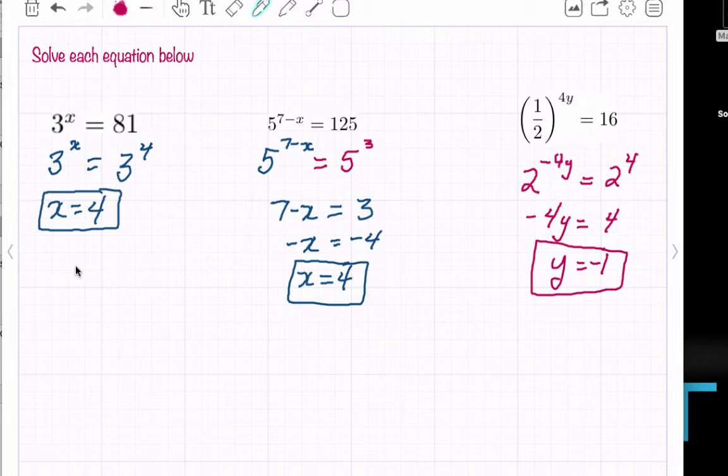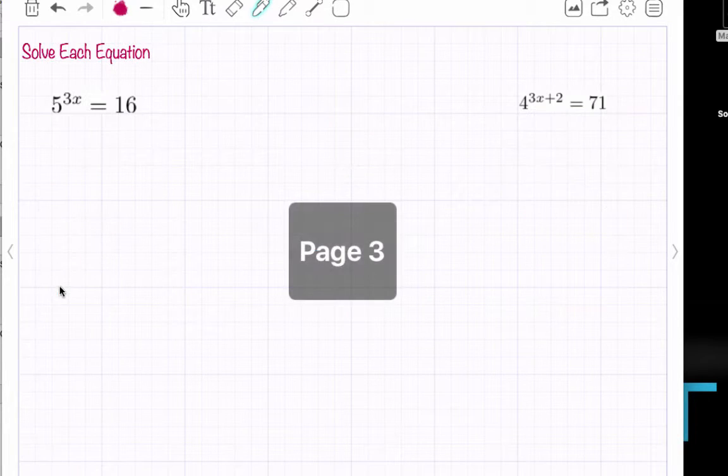If we could get to page 2, and it apparently does not want to go to page 2. Oh, we want to go to page 3. There we go. Here's page 3.